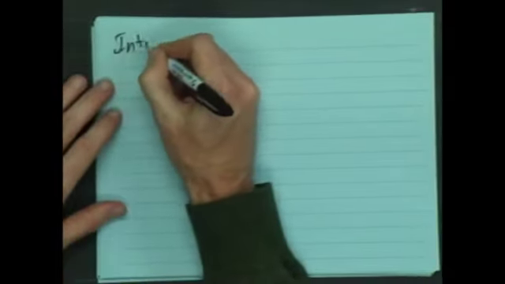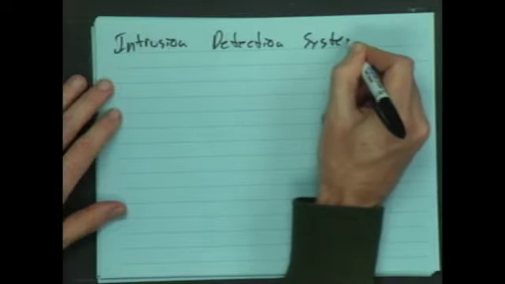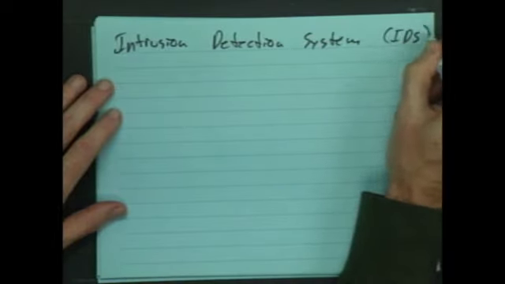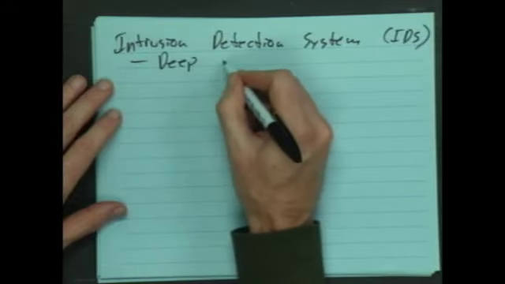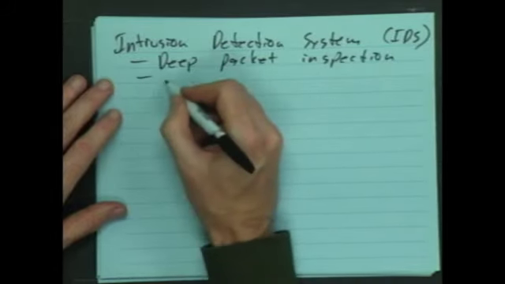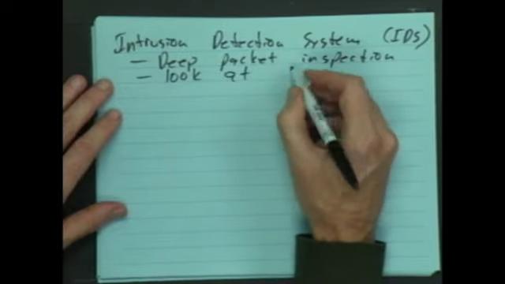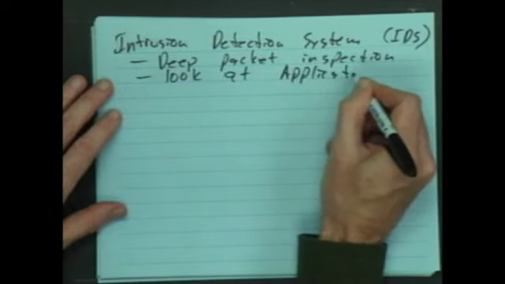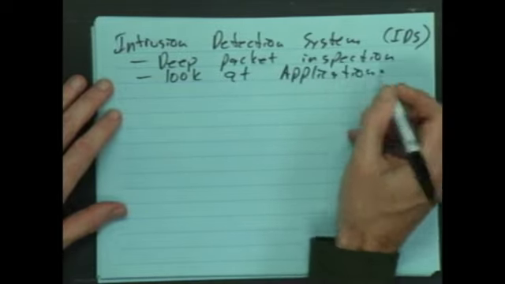The final type of a firewall is actually, sometimes they call this an intrusion detection system. Sometimes it's an IDS. But what this does is called deep packet inspection. So here we're looking at the actual application messages. All right? So what is actually going on in the packets or the application messages?